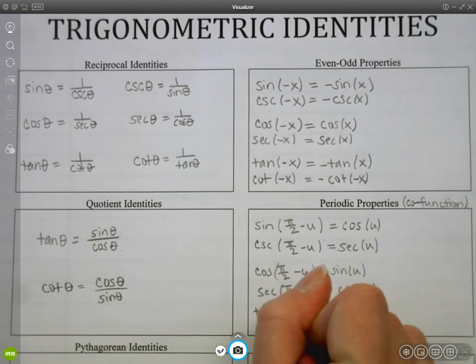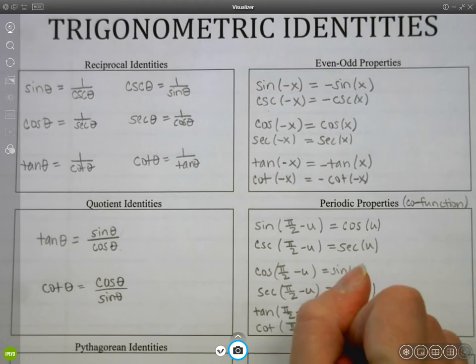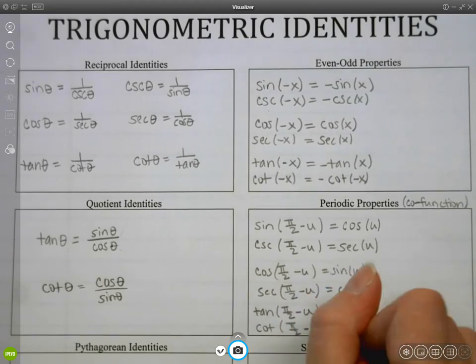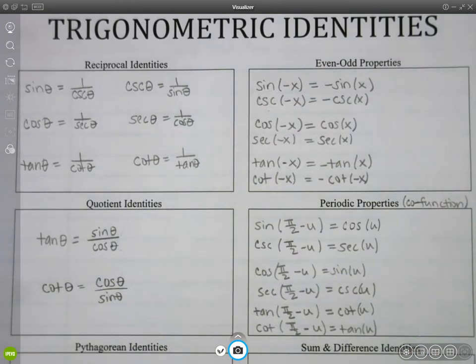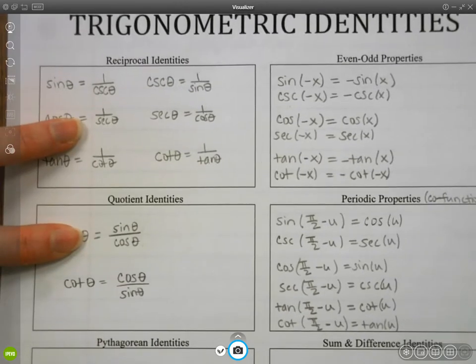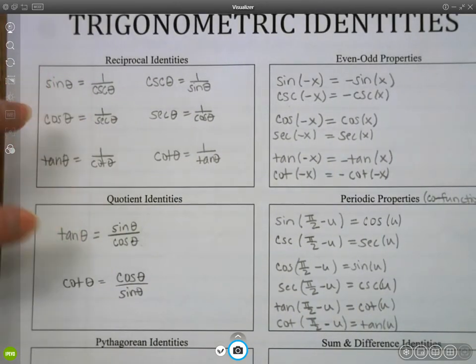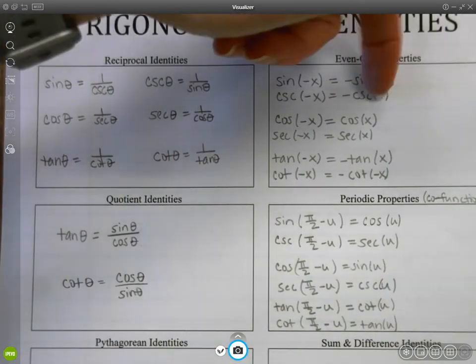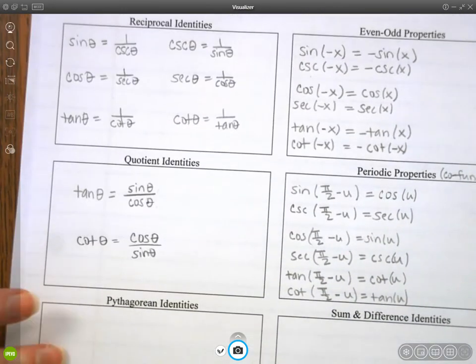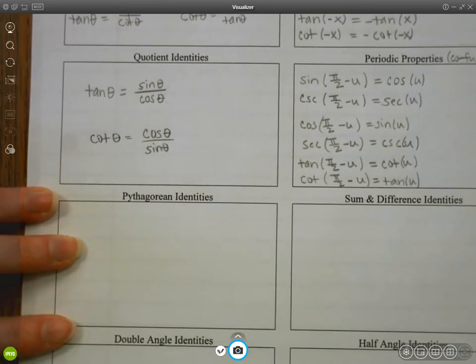These are not ones that we're going to use a whole lot at all. It's just so that you have all of them in a nice, neat little place. So don't worry so much about the periodic or the co-function ones. What we are absolutely going to use a lot are the reciprocal and the quotients, and those are the ones that people remember the most. These are not going to be used all that much. And then the other one that we're going to use a lot are the Pythagorean identities.